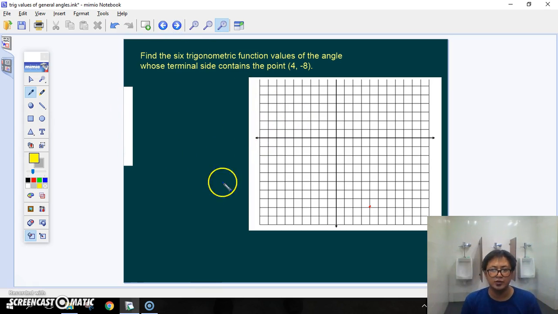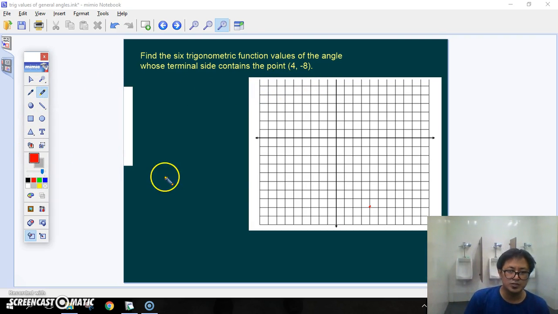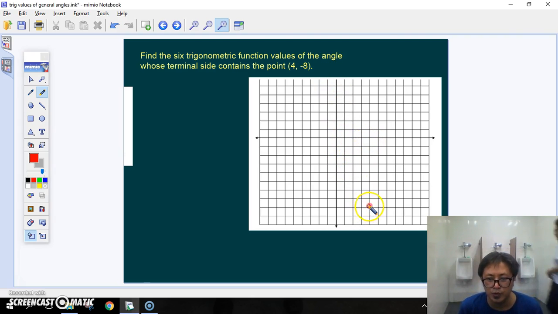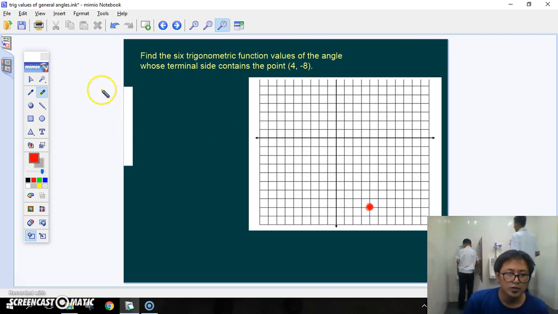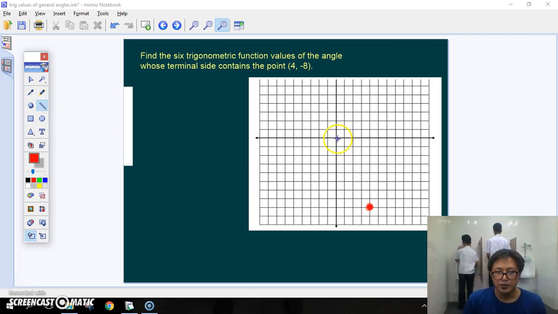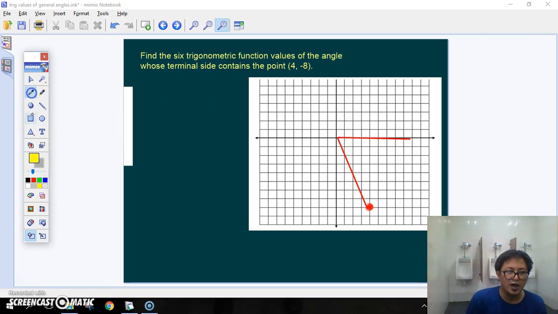Find the 6 trigonometric function values of the angle whose terminal side contains the point (4, -8). So first, of course, the important thing is to locate your point. You have 1, 2, 3, 4. This is where your point is, (4, -8). So the point is in the fourth quadrant, and if it's in the fourth quadrant, the terminal side must be this side. The initial side is, of course, the positive side of the x-axis. Your angle theta is this reflex angle, which is terminating in the fourth quadrant.